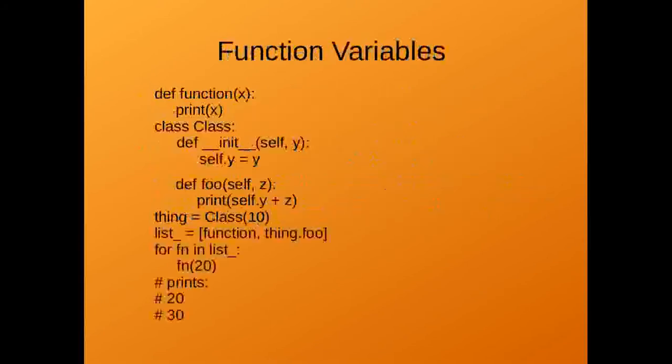Here's an example of function variables. Actually, one is a function and one is a class method, but we can call them with the same syntax, which is convenient sometimes. So we just define a function, we create a class, and the class has a method foo, and then we create a list with a function and a class's method. And then we call each of those in turn with the for loop. And it simply prints 20 and 30.